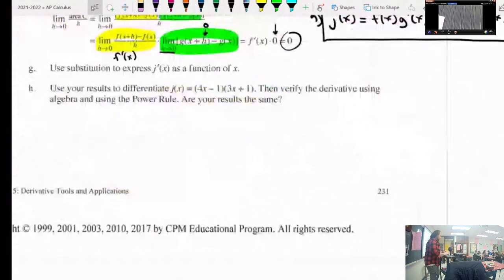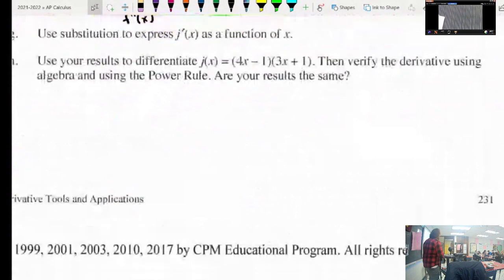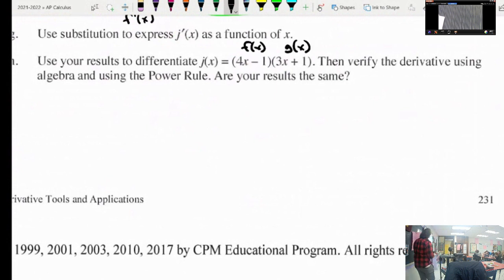Let's try h. This is a problem that we totally can do without using the product rule. I would never recommend that you use the product rule for this problem. It's much easier and faster to do by expanding it and then using the power rule, but let's just practice our new skill for now. We're going to call 4x minus 1 f of x, and 3x plus 1 is called g of x. The fun thing about product rule is that it doesn't matter which one you call which because you're multiplying them together, so the order doesn't matter. None of the orders matter in product rule. It's much more forgiving than the quotient rule.